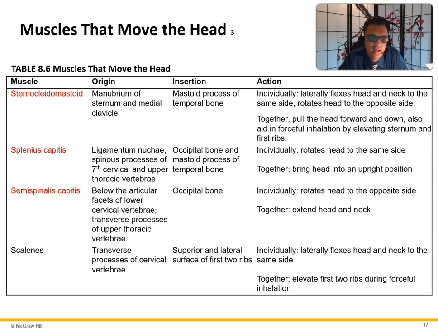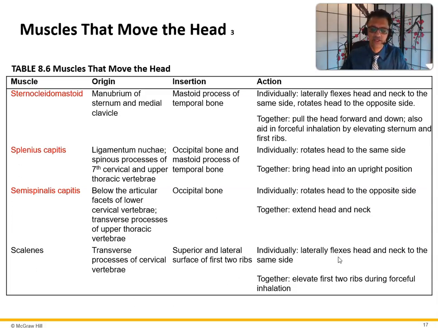Splenius capitis individually rotates the head to the same side. So remember how the sternocleidomastoid did the opposite side. Well, the splenius capitis is responsible for turning it to the same side. So let's say I wanted to turn my head to the right. Okay, so I'm going to use my right splenius capitis, but my left sternocleidomastoid. Right. So the semispinalis capitis individually rotates the head to the opposite side. So the semispinalis capitis and the sternocleidomastoid work together.